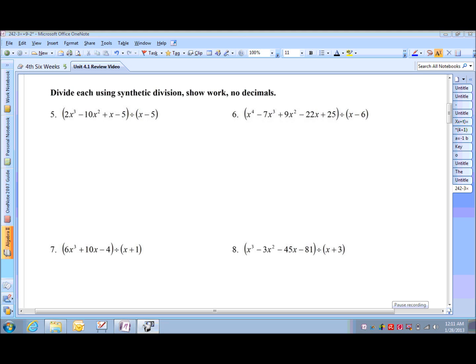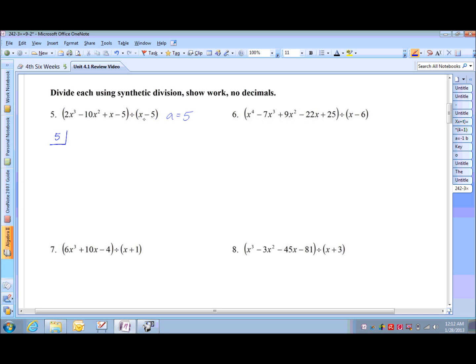So the first thing you have to do in synthetic division is find your a value. Our a value always comes from when we're dividing by the binomial. I always call it the opposite of the inside, but really it's the x value that makes this 0. So the x value that makes this binomial 0 is 5. So our a value is going to be 5. And we always put it over here in the top left corner in a little box.